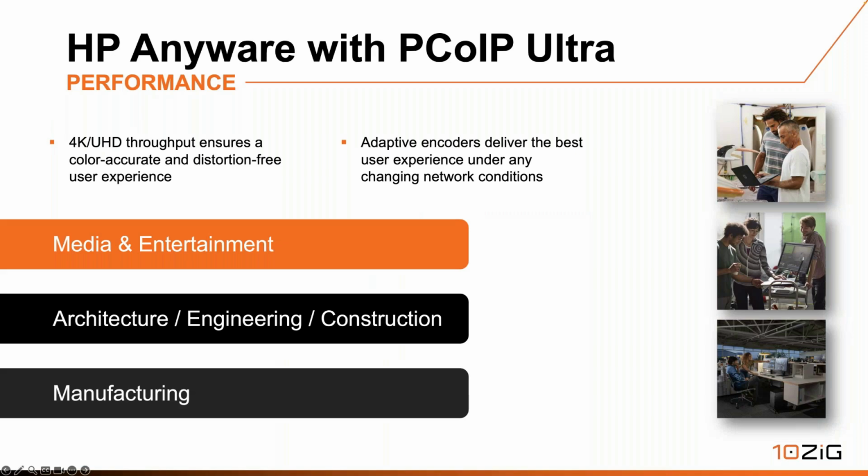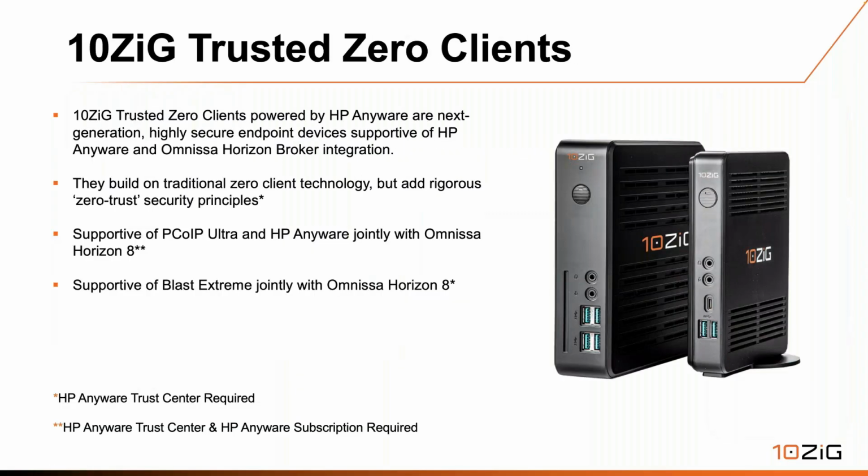So enabling the field teams and design offices to access the same high fidelity project data as the teams in the central office. So there's some of the key benefits to where PCoIP Ultra can come into play together with Omnissa Horizon. And we touched before on the Trusted Zero clients. Tenzing, as mentioned, are a partner of HP Anywhere, and we do equally offer our own set of Trusted Zero clients, again, powered by HP Anywhere.